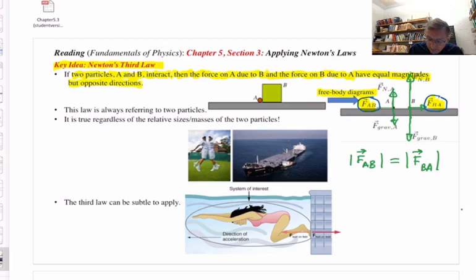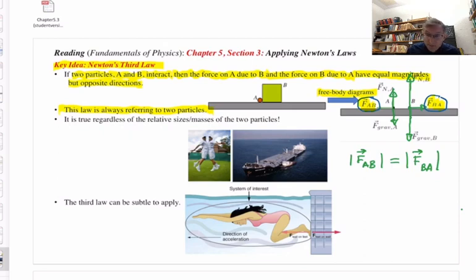Here's one thing to note. The third law is always referring to 2 particles. Please note the pattern when you're invoking the third law of motion. Two particles, if I call them A and B, then we're saying force on A due to B and force on B due to A. Force on A due to B and force on B due to A. We're always talking about two particles.